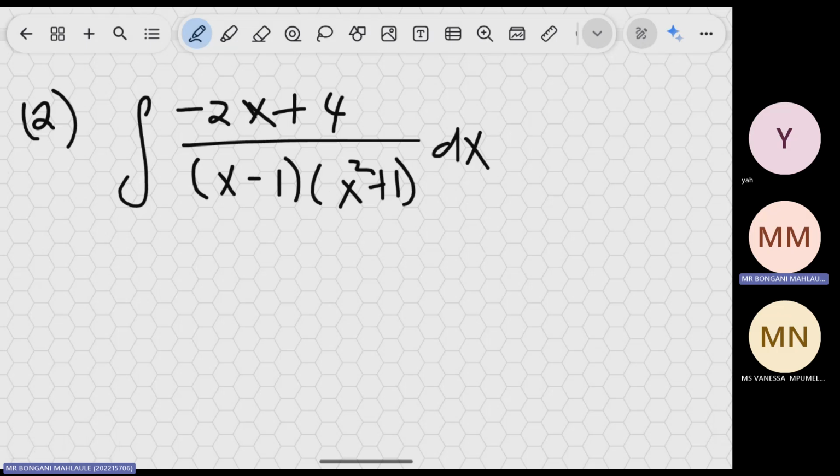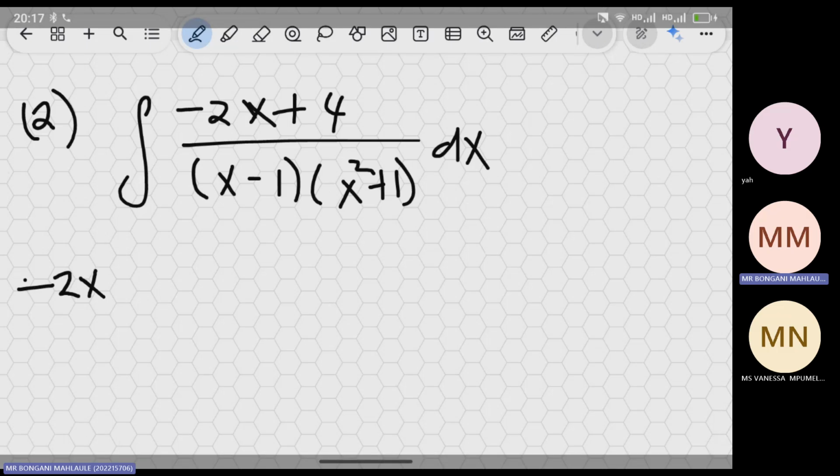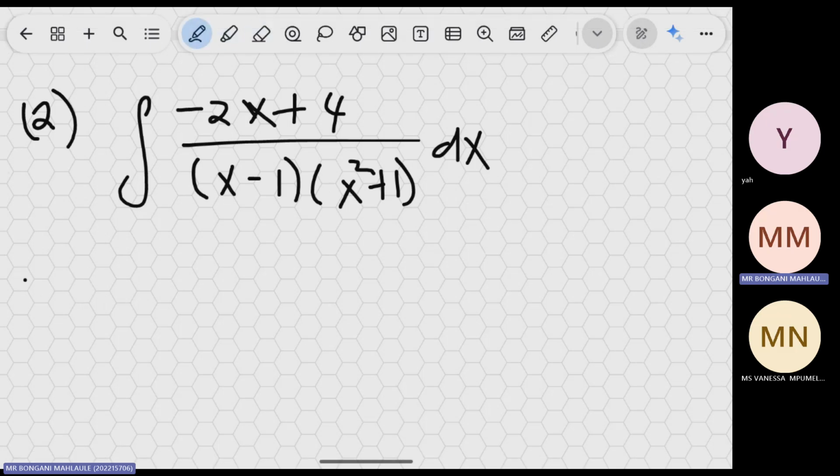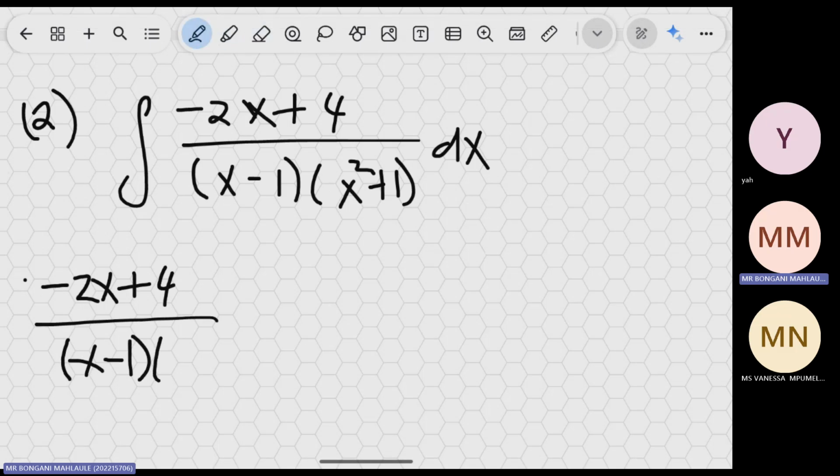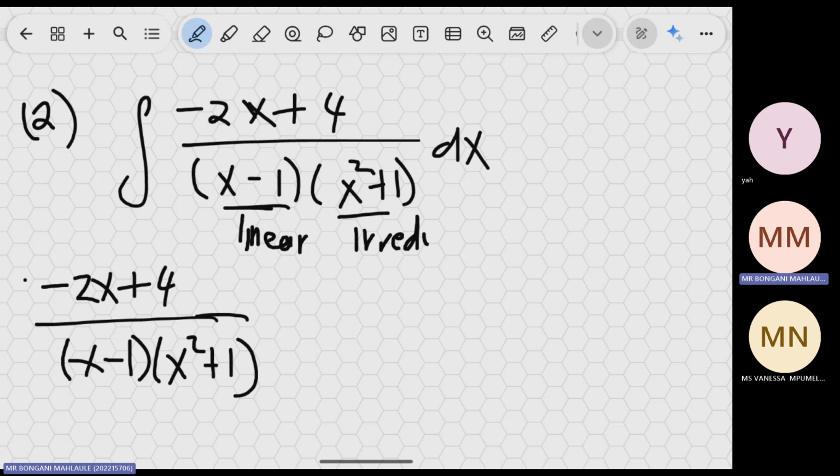So in order to separate, you are going to have negative 2x plus 4. So the first one is a linear factor. We can all see that it's a linear. Then this one is an irreducible because you cannot factorize it. By irreducible, we mean something cannot be factorized.